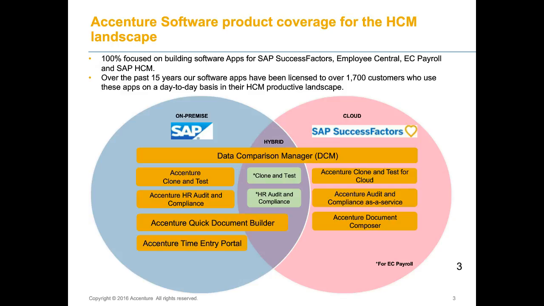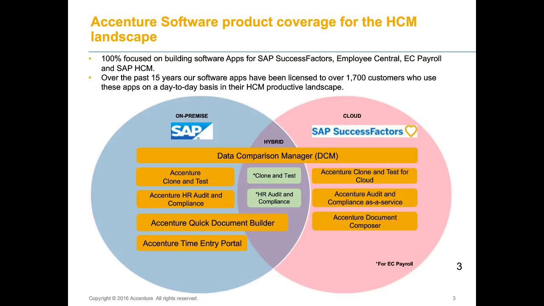Next, we have Clone and Test, for SAP HCM on-premise, as well as for SuccessFactors. This application allows organizations to conduct realistic testing in non-productive instances. Clone and Test copies HR productive data and then scrambles that data so the sensitive personal information is not compromised by users who are not authorized to view this sensitive information.